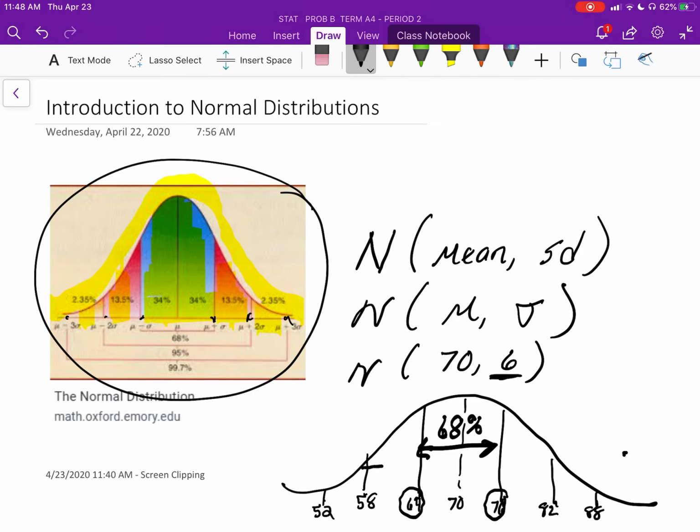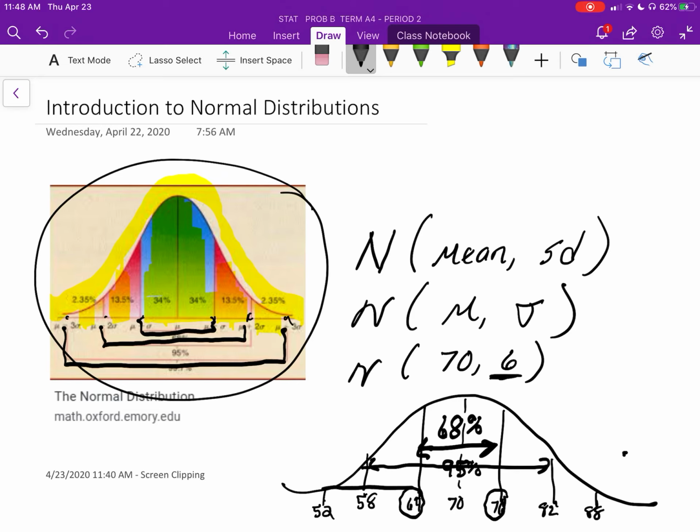And then if we moved out 2 spaces, just like up here, this is this chunk right here, that's 2 spaces out. The first one was 1 space out. That represents 95% of everybody. And then if you go out 3 spaces, which is all the way from here to here, that represents 99.7%. It's almost everybody in the class. We call that the empirical rule, which I'm going to talk about in the next video.